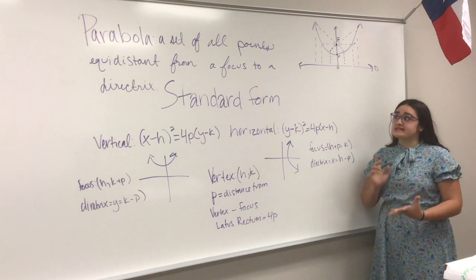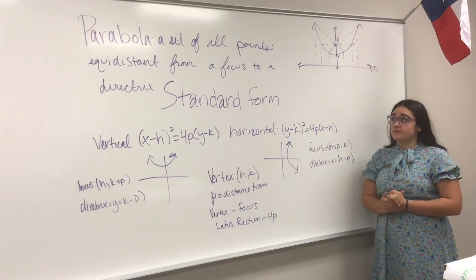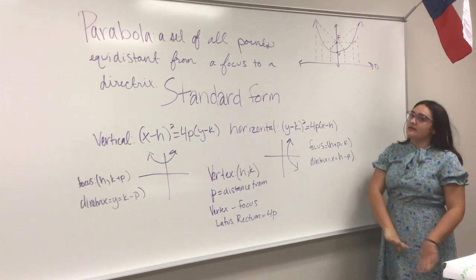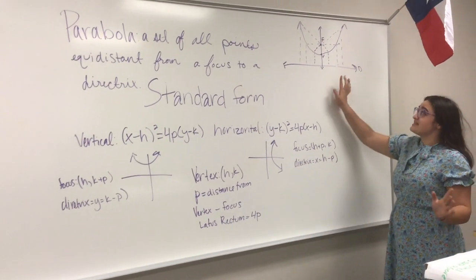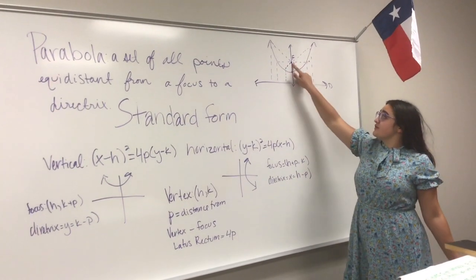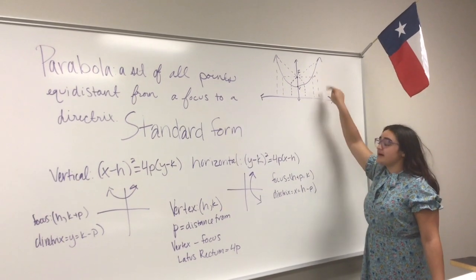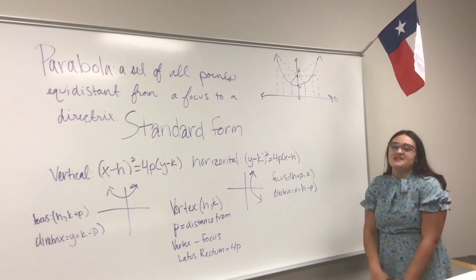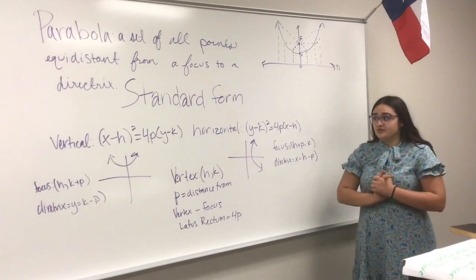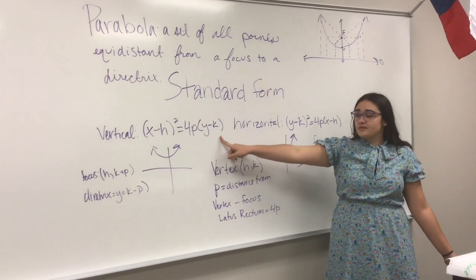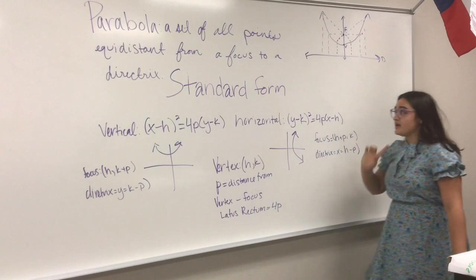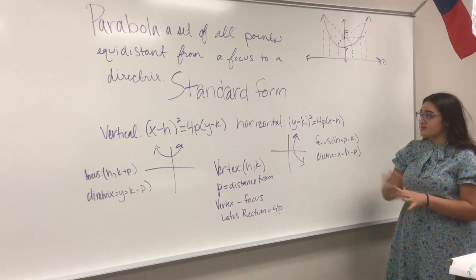A parabola is a set of all points equidistant from the focus to the directrix. Now this can be better explained from this diagram. So if this is your focus and then this is your vertex, it's going to look like that, where it's all going to be equidistant to each other. So the standard form of a parabola for vertical is going to be right here. And then the standard form of a horizontal parabola is going to be right here.